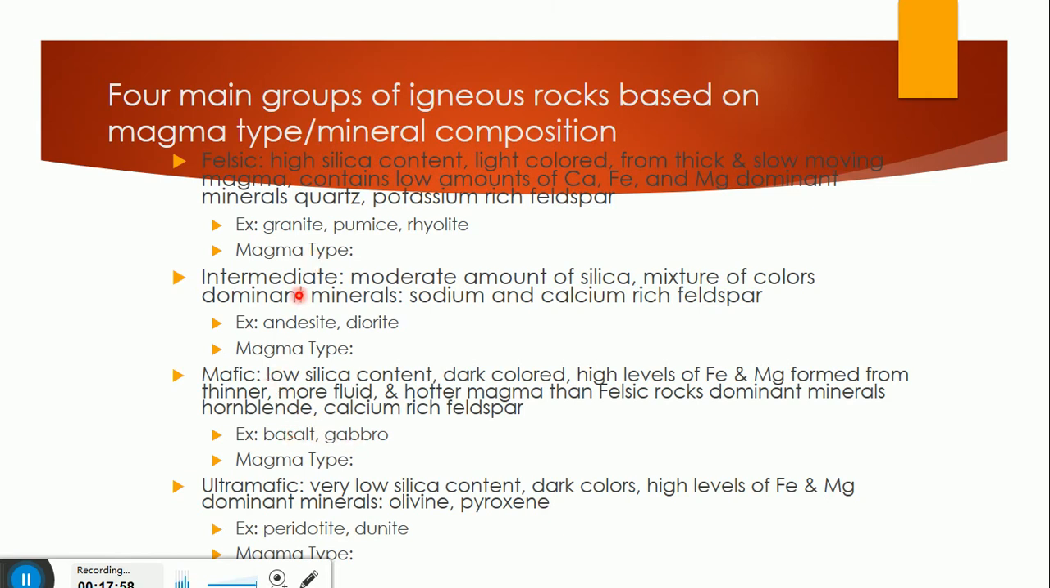Similarly, andesite is a volcanic and diorite is a plutonic, granite is a plutonic and rhyolite is a volcanic. Pumice is a glass-rich igneous rock. Ultramafic: very low silica content rock, dark color, high levels of iron and magnesium. Dominant minerals: olivine, pyroxene. Examples: peridotite and dunite.